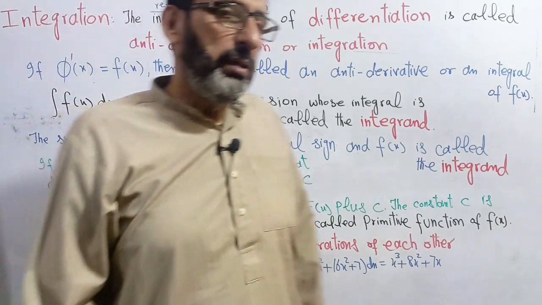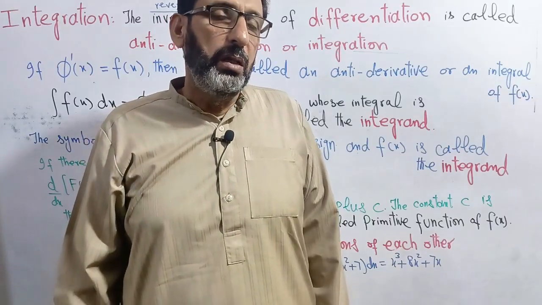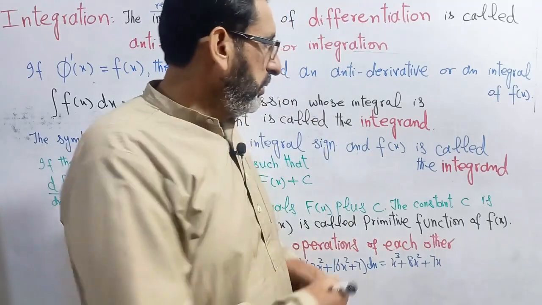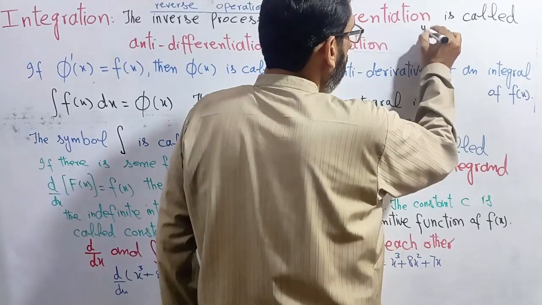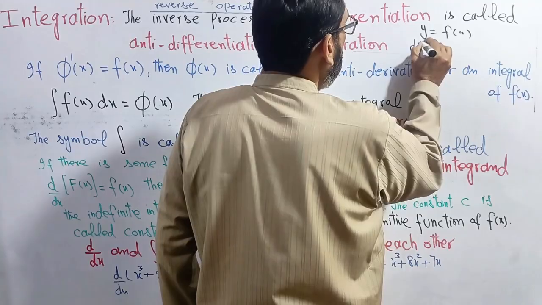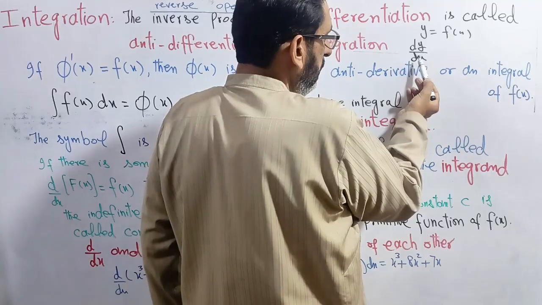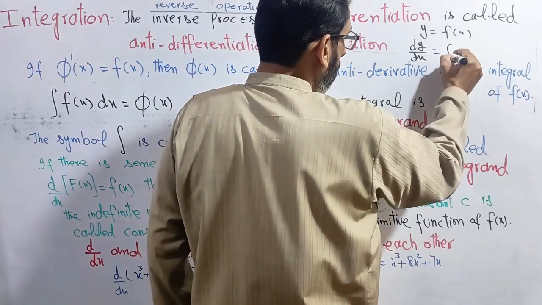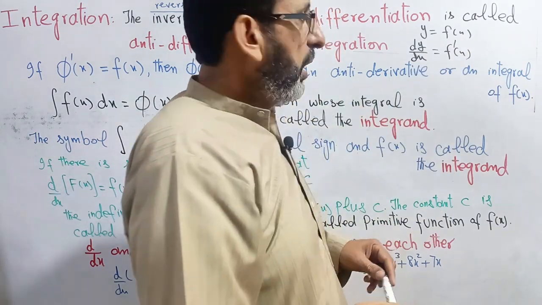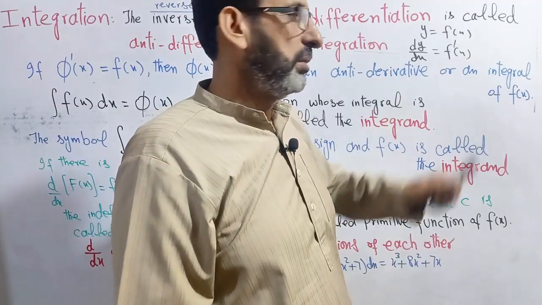We know in differentiation we measure the rate of change of some dependent variable with respect to some independent variable. As we write y is a function of x, we take its derivative, change in y with respect to x. We say derivative of y with respect to x and we denote it f prime of x. This is called differentiation and its inverse operation is called integration.